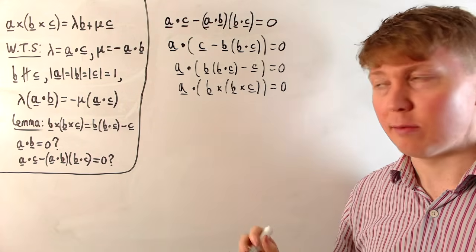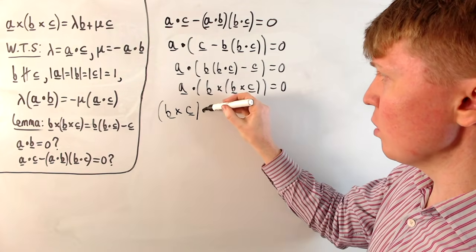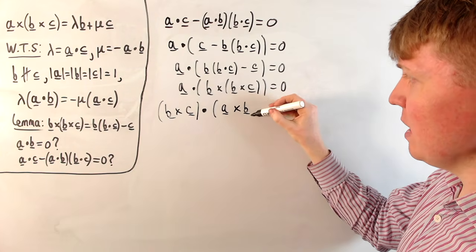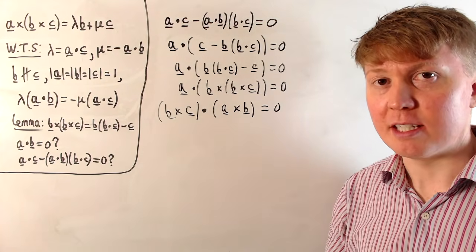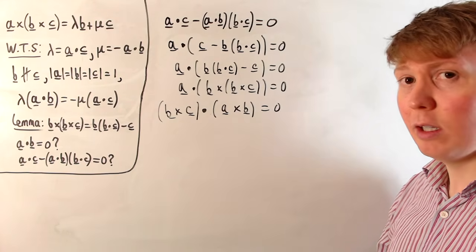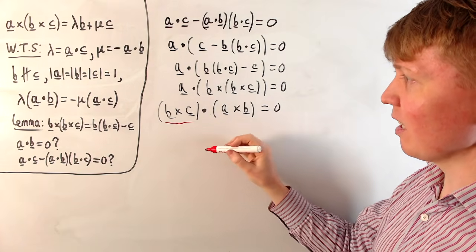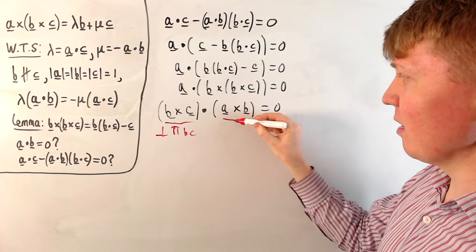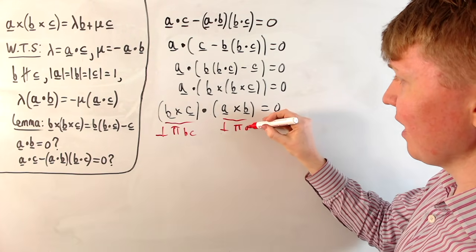This would introduce a negative sign, and this would give us the dot product of B cross C with B cross A, which is 0, but we'll just rewrite this as A cross B instead of B cross A, and this would introduce a negative sign, but again it just doesn't matter because it's equal to 0. And this is really cool now because B cross C is perpendicular to A cross B, and B cross C is the normal to the plane containing B and C, so we could call this pi BC, and similarly here this is the normal to the plane containing A and B, we could call this pi AB.